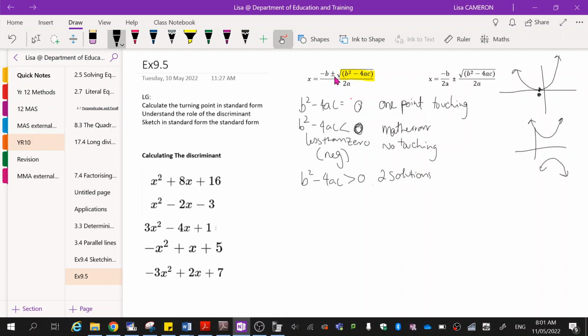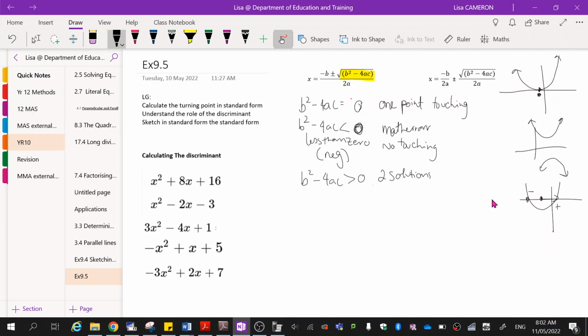Because obviously then you've got something to add or subtract to this front part, meaning that if I have a function that looks like this, let's say that's the middle of the function, that would be the negative b over 2a. If I add on a difference, that's the plus section here, the square root of b squared minus 4ac over 2a, and this would be the minus section. So you end up with two solutions. That's how the discriminant works.